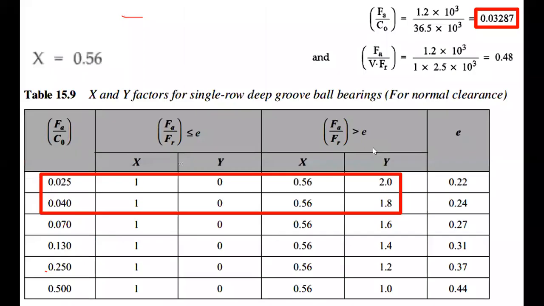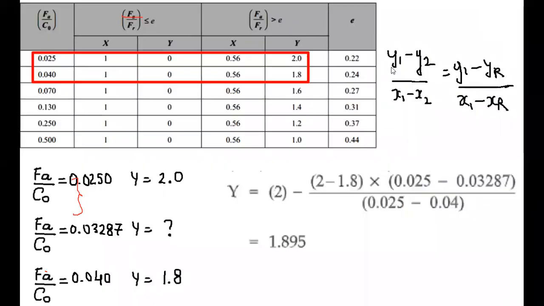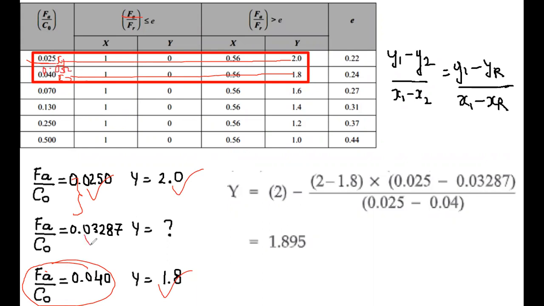So let's do it, right? Like I said, you have to find this 0.3287, which lies between these two values, right? So we have to do our interpolation. Let's start. If I take this value as x1, 0.025, then in front of that, y is 2. If I take this value as x2, which is 0.04, then in front of that, this y value is 1.8. And what is the value for which I want to find out? 0.03287, which is in between these two values, so I'll write down "in between". And for that, I need to find out y.